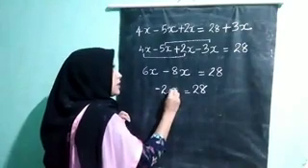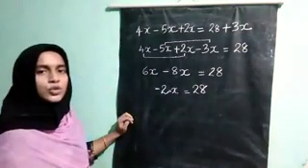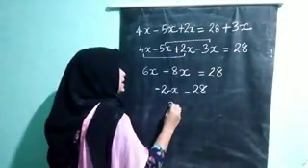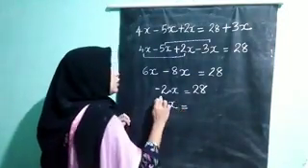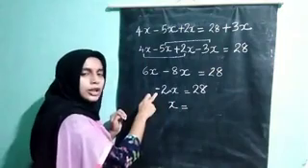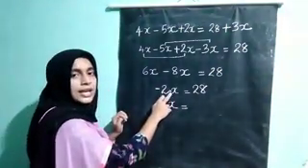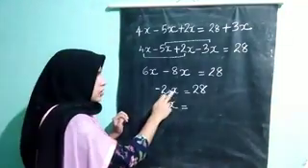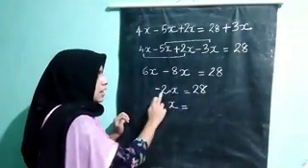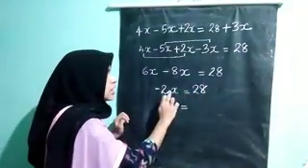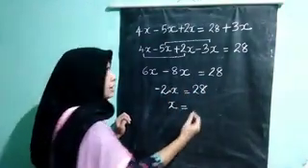Now, minus 2x means minus 2 into x, right? So I am taking this minus 2 to the other side. It will not become positive because the operation is into. Okay. So x I am keeping here. Minus 2 taking to the other side. So into will become divided by.